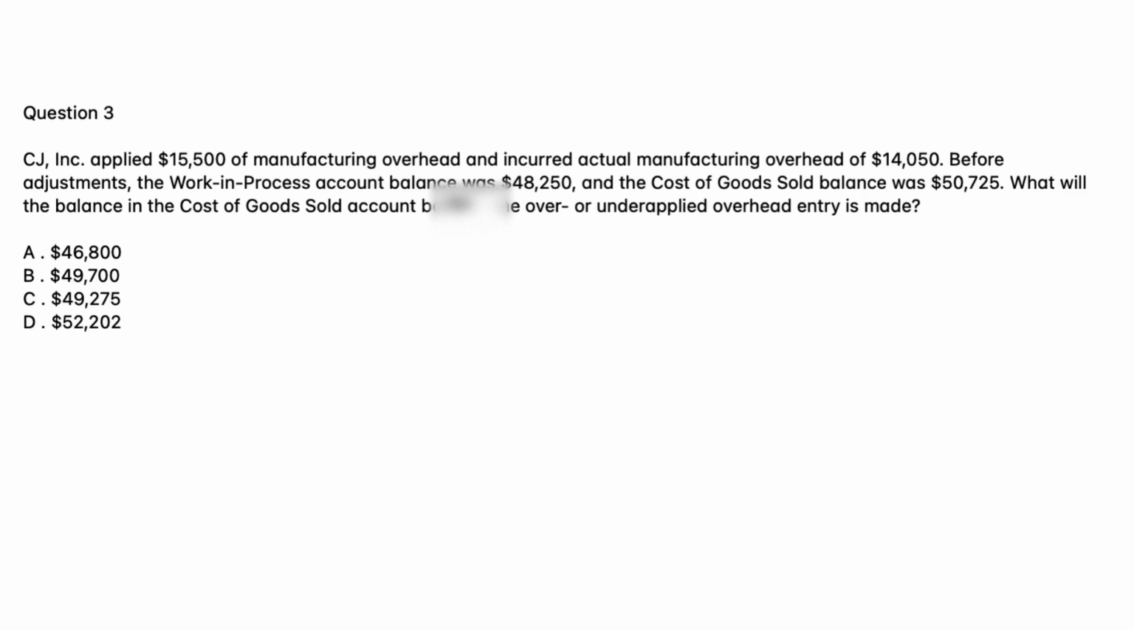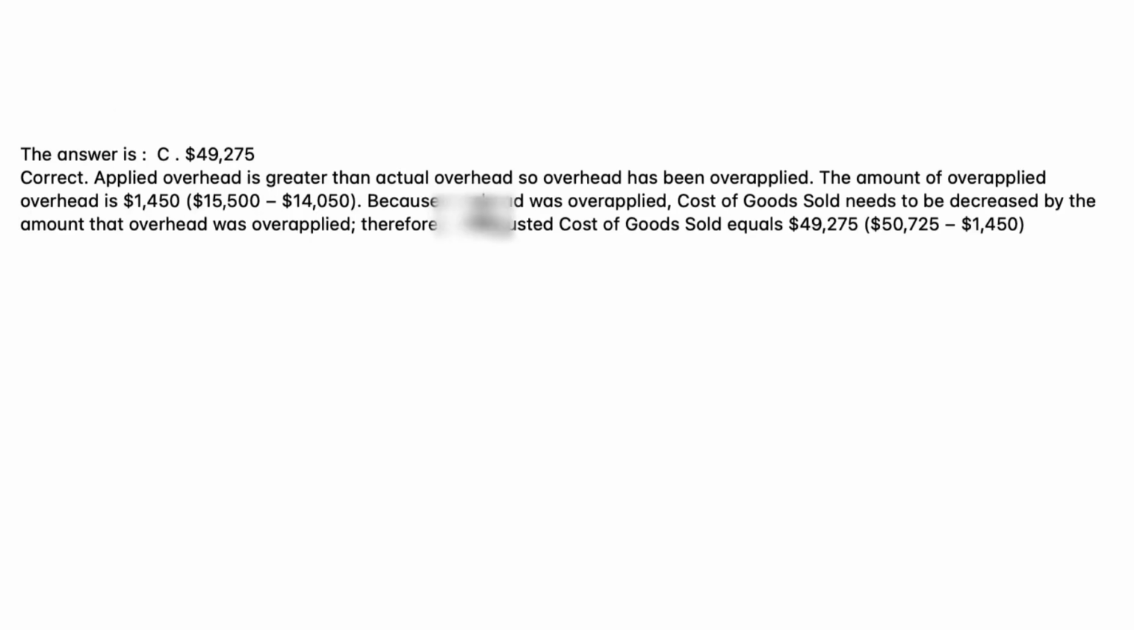Question 3. CJ Incorporated applied $15,500 of manufacturing overhead and incurred actual manufacturing overhead of $14,050. Before adjustments, the work-in-process account balance was $48,250 and the cost of goods sold balance was $50,725. What will the balance in the cost of goods sold account be after the over or under applied overhead entry is made? A. $46,800. B. $49,700. C. $49,275. D. $52,202. The answer is C.